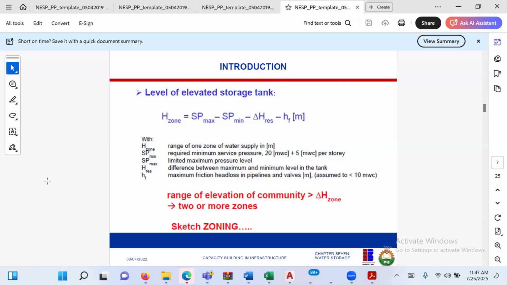Okay, but now the pressure that a zone will have will be the maximum service pressure minus the minimum service pressure minus the pressure of the reservoir minus the pressure losses due to friction. Don't worry about all this. You will understand it better when we come to the calculation next week. We're just laying a foundation.